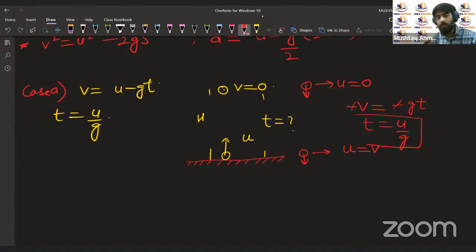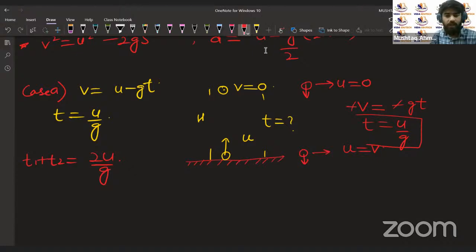Whatever the time taken by this particle from 0 to maximum height, the same will be the time taken by this particle from maximum height to the ground again, right? So we can say that the total time taken by this particle during this journey will be 2u over g, right?